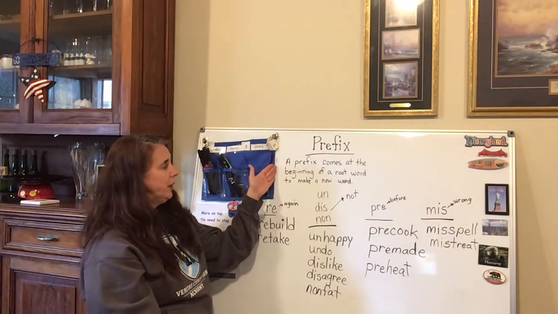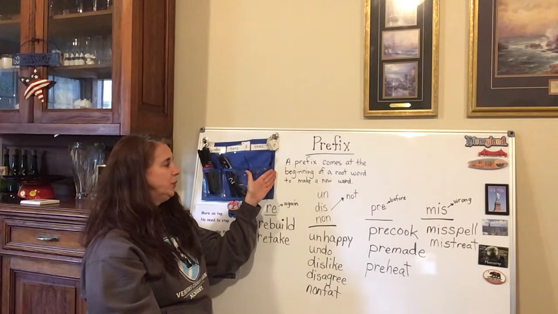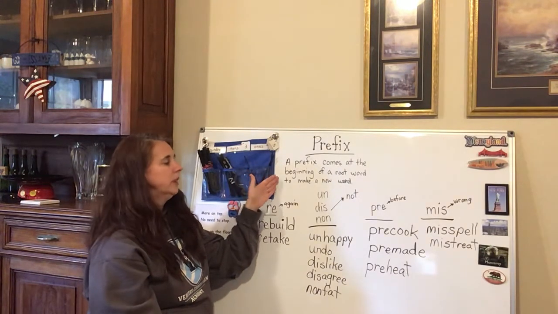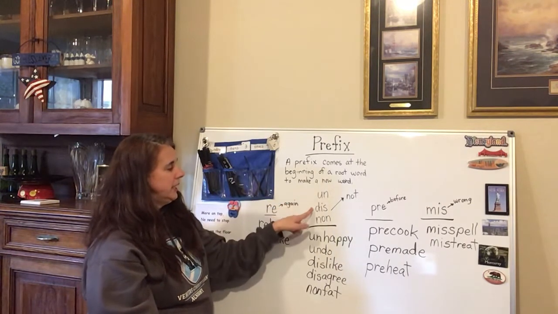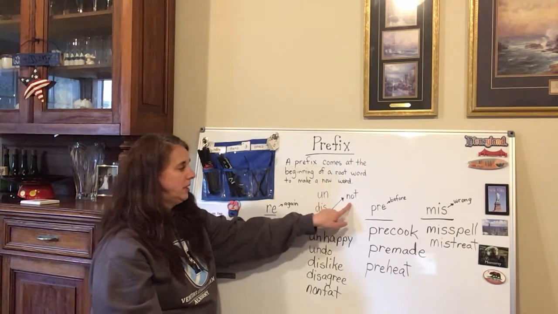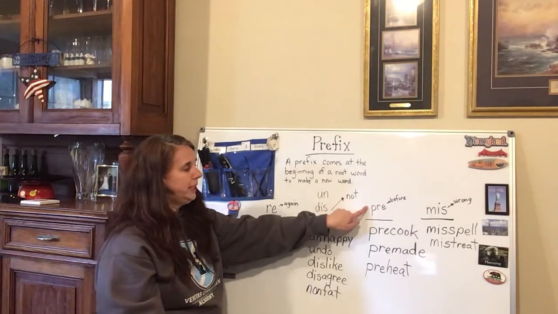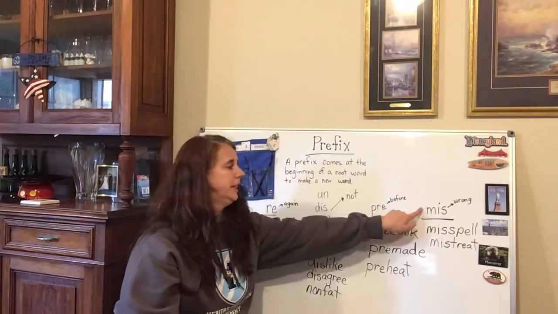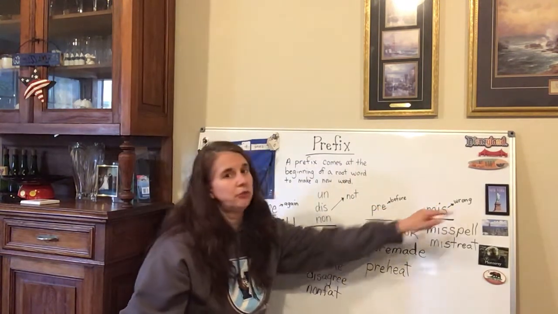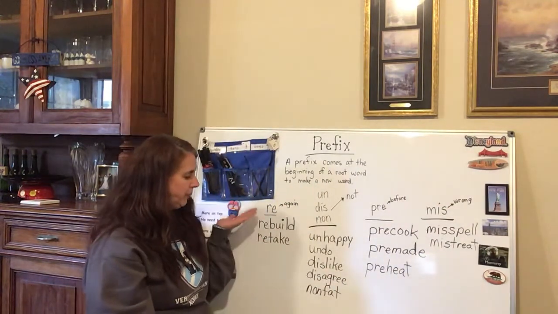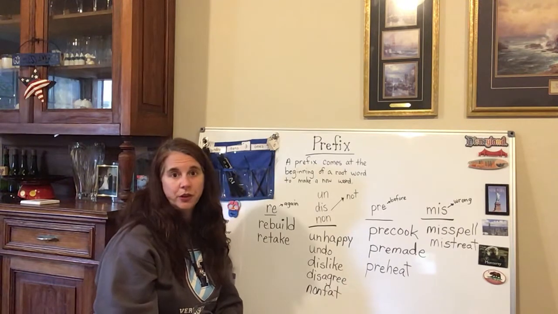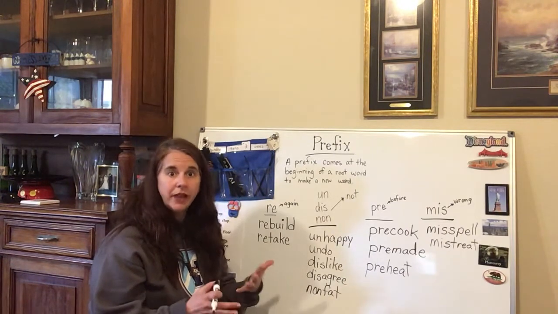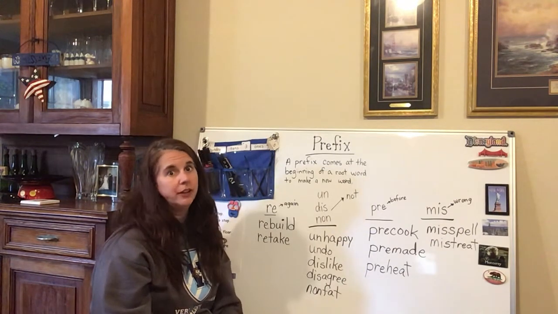So here are prefixes again. We'll review. A prefix comes at the beginning of a root word to make a new word. So if we have re, that means again. Un, dis, and non mean not. Pre means before. And miss means wrong. So those are some examples we talked about of some words where the meaning of the root word has changed because we added a prefix to it.